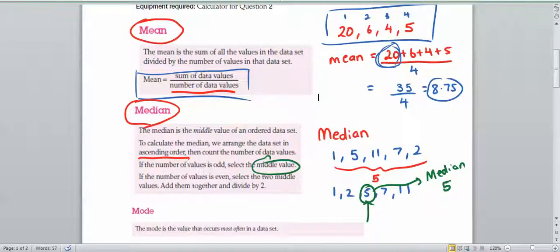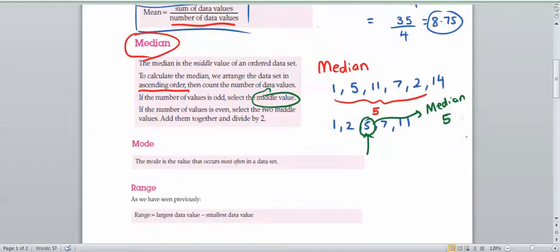Okay. However, if we were to introduce another data point, let's just say 14, then we can't just take the middle value because we've actually got an even number of things. So if I was to write this out again, 1, 2, 5, 7, 11, and 14, here it says if the number of values is even, select the two middle values, add them together, and divide by 2. So there's two cases for the median.